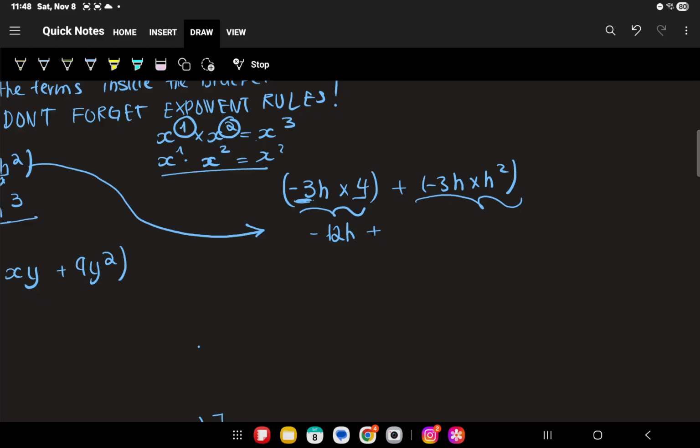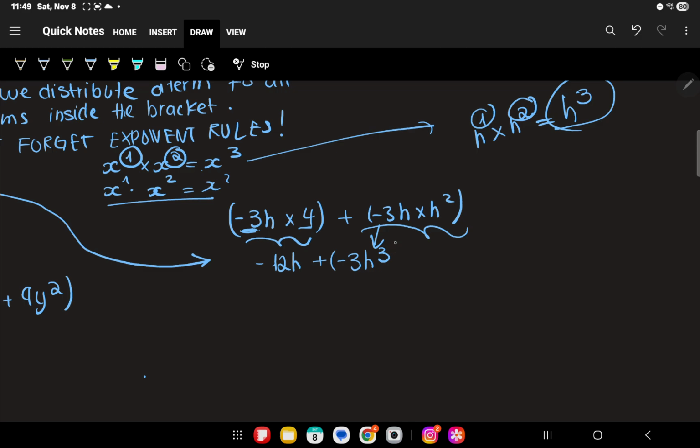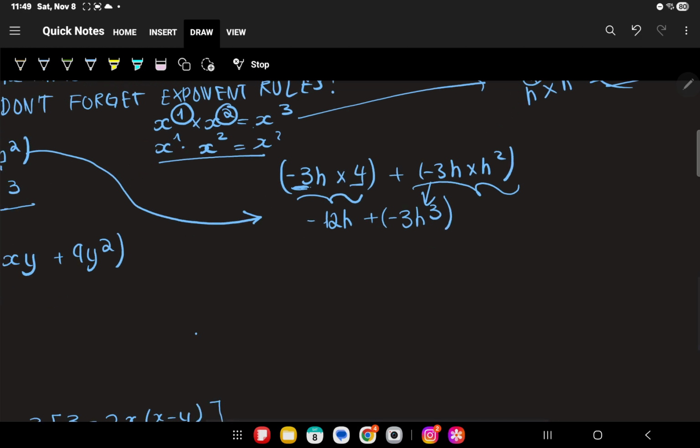Now we see that what is common among the terms? The h's, right? So we just ignore the negative 3. We can just bring the negative 3 down here. Okay, so now we just deal with h times h squared. If you remember your exponential rules, it will be h to the power 1 times h to the power 2. What does that mean? That means that 1 plus 2, 3. So h to the power 3 is your h. So you bring h to the power 3 down here. This is what you have, and you can simplify this.